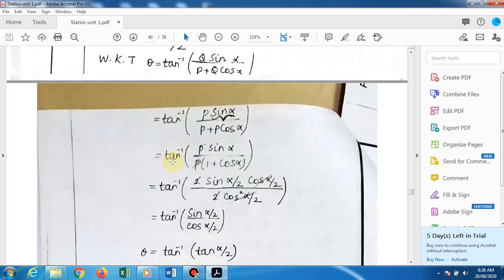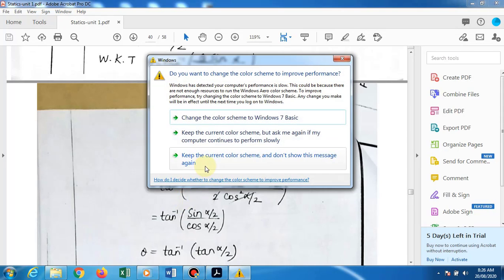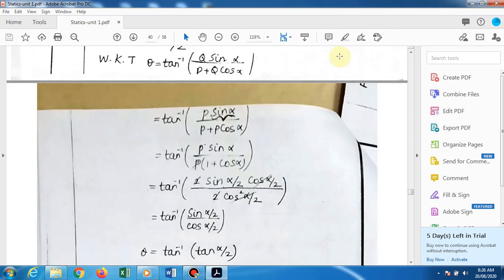So P is equal to Q. So you want to get tan inverse of P sin alpha divided by (P plus P cos alpha). Taking P common, we get tan inverse of P sin alpha divided by P times (1 plus cos alpha). Here also take note of the formula: sin 2a is equal to 2 sin a cos a. Then sin a is equal to 2 sin a by 2 cos a by 2.